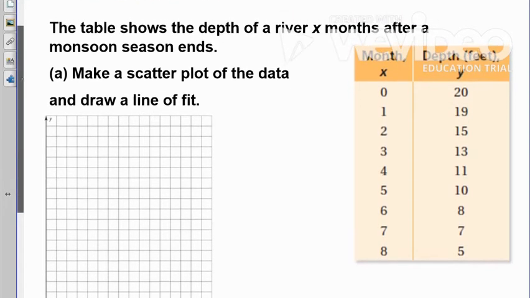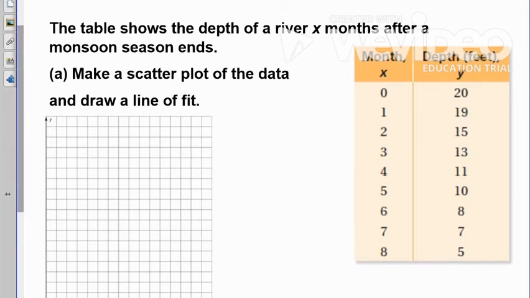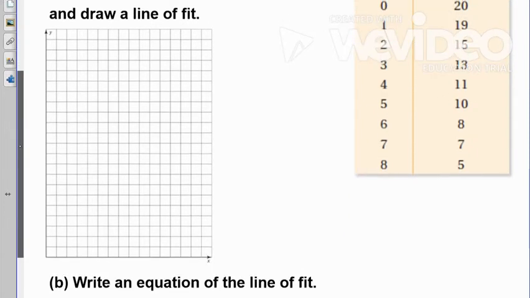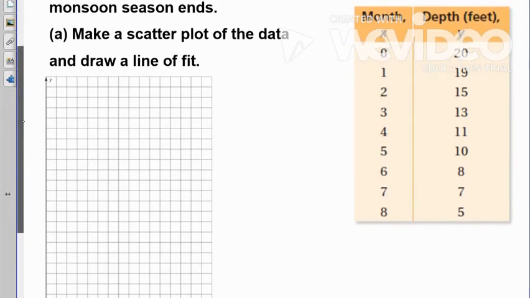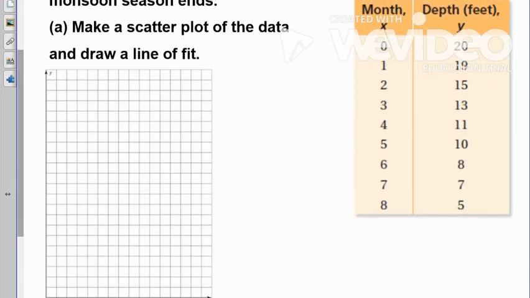So we're talking about the depth of a river after monsoon season. Okay, so we're going to make a scatter plot of the data, and we're going to draw a line of fit. So what we need to do is actually label the graphs here, because this is a blank graph. This is something that you'll have to do on your own when it would come to an assessment. I might have made you pick one, but for the most part, I might have just had you copy this along here.